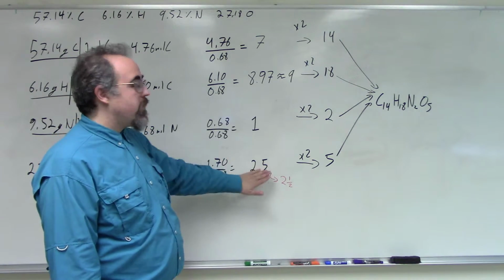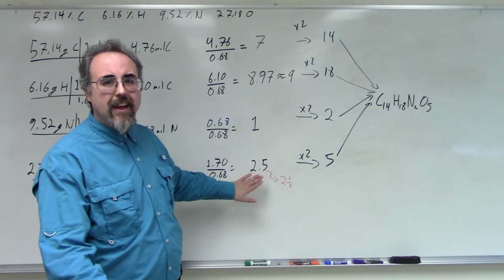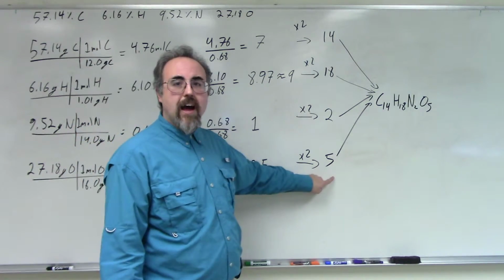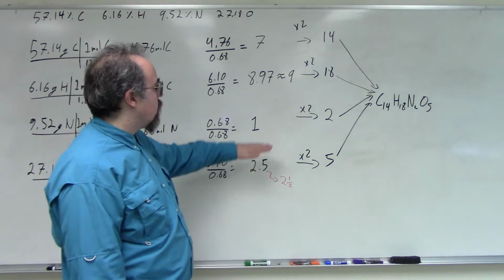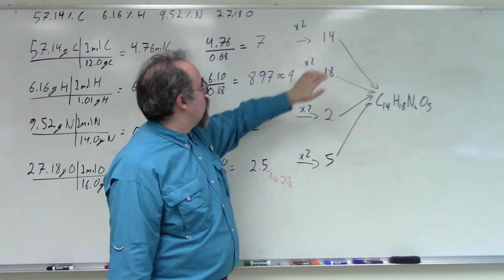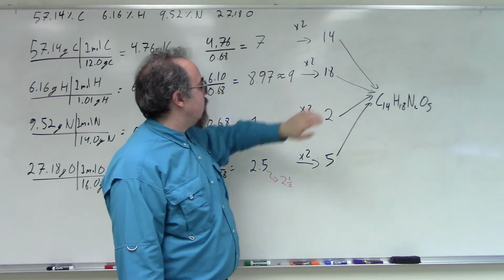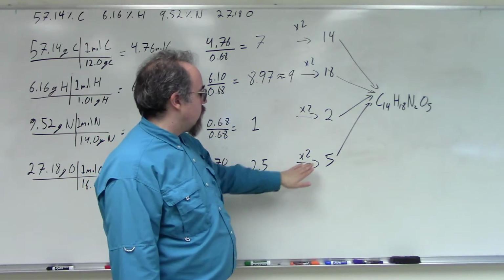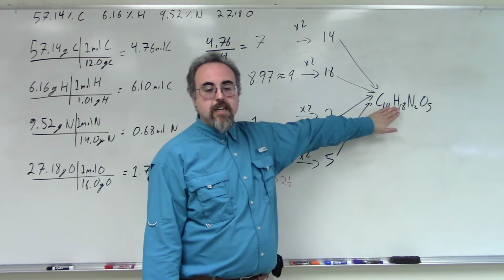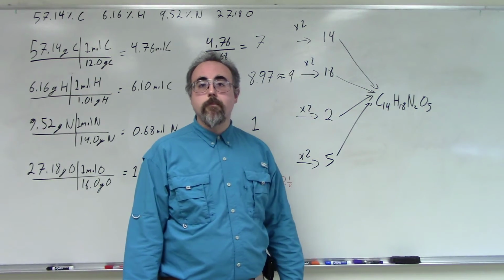So I'm going to say, you know what, this is probably 2.5. I can't have a half, so I'm going to multiply it by 2. So that 2.5 becomes 5, but I can't just multiply it. I'm going to multiply absolutely everybody by 2. So my 7 becomes a 14, my 9 becomes an 18, my 1 becomes a 2, and this guy becomes a 5. So I now have C14H18N2O5.